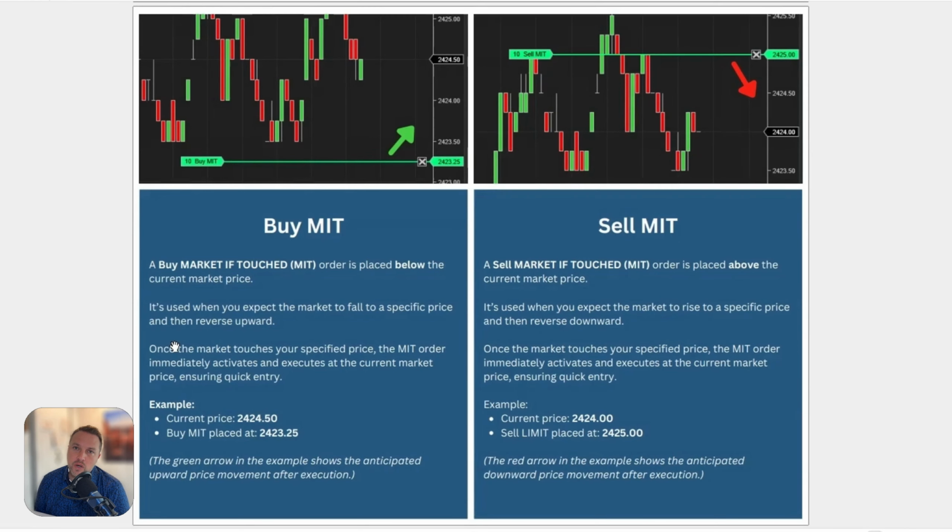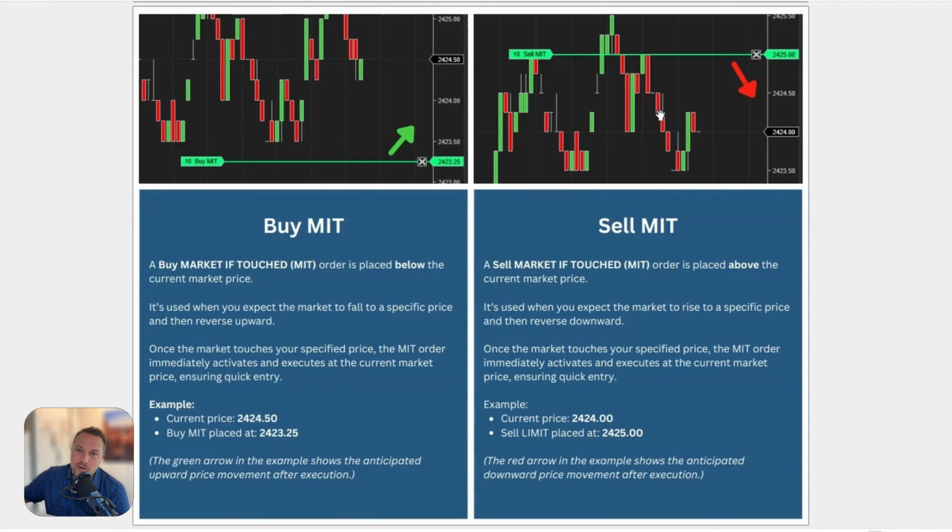So first off, let's review what a market if touched or MIT order is. An MIT order is a unique hybrid. It's similar to a limit order. However, it triggers a market order once your specified price is touched. For a long position, you place an MIT order below the current market price. For a short position, you place it above. And this is similar to a limit order.